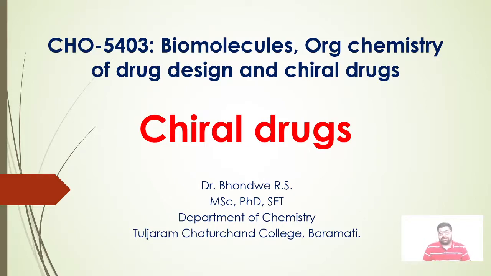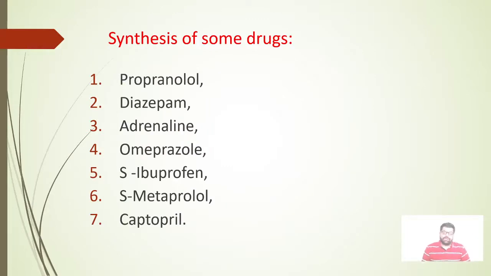Friends, today we are going to discuss the total synthesis or synthesis of some drug molecules. So we will discuss these 7 drug molecules. We will start from propranolol, then diazepam, then adrenaline, omeprazole, fifth one is ibuprofen, sixth one is metoprolol, and lastly, the seventh one is captopril. So, without wasting time, let's start with the first drug.